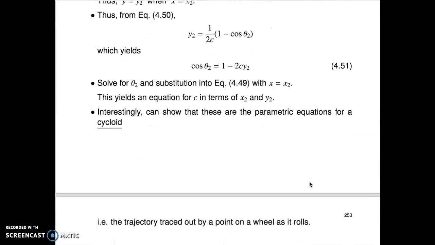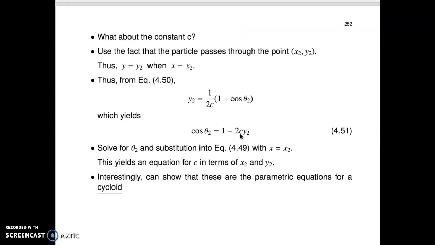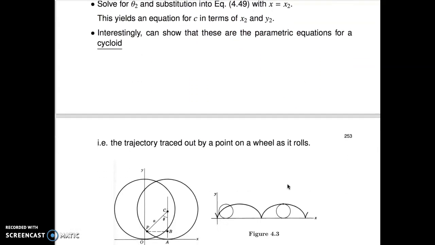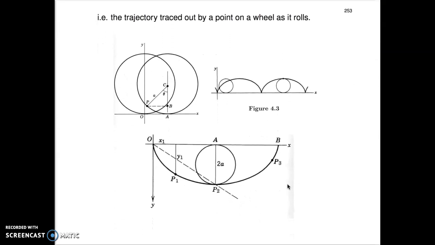It turns out that these parametric equations, these two equations here with c determined from the value of x2 and y2, the position of the second point, are the parametric equations for a particular function that we call a cycloid. And a cycloid is the following. Imagine that you have a wheel here. So here's a circle, imagine that's a wheel, and you start rolling the wheel to the right.